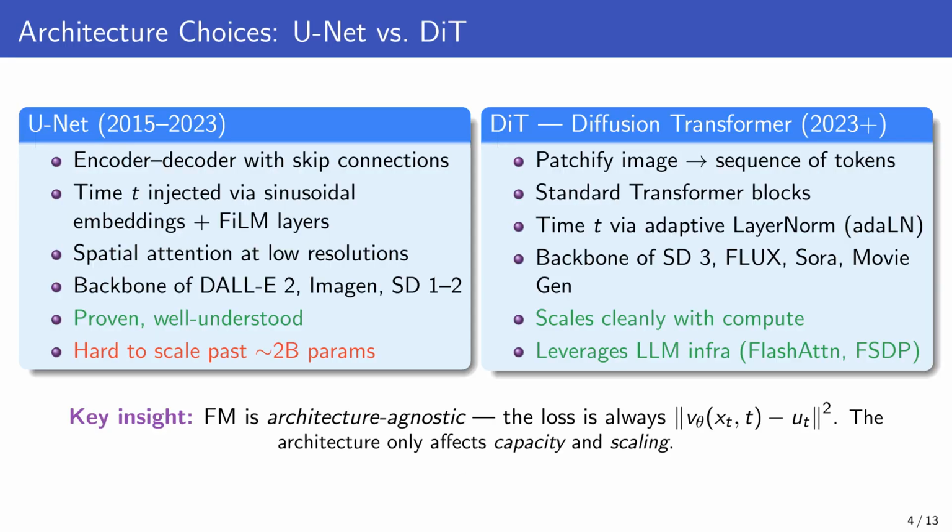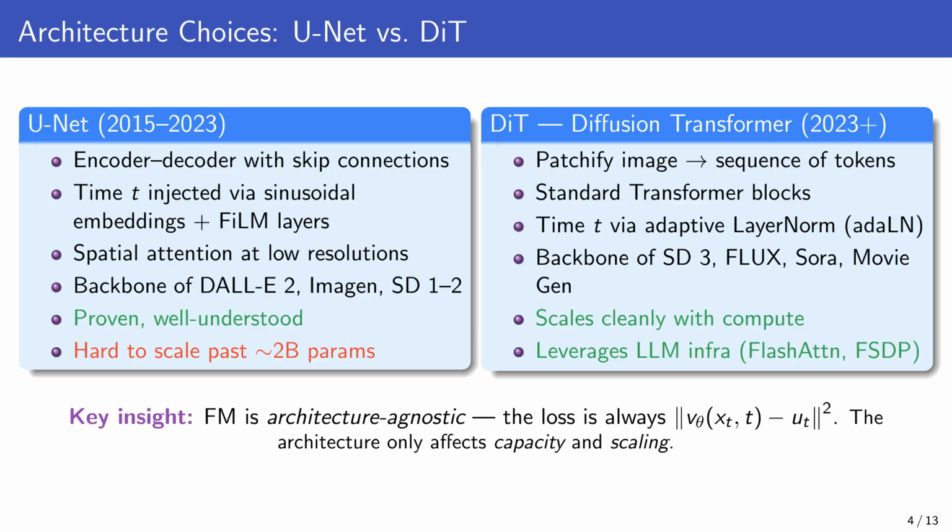One of the great strengths of flow matching is that it is completely architecture agnostic. The loss function does not care what kind of neural network you use. It only requires that the network takes a position and a time and outputs a velocity vector. In our toy example, we used a simple MLP. But for real image generation, 2 architectures dominate.